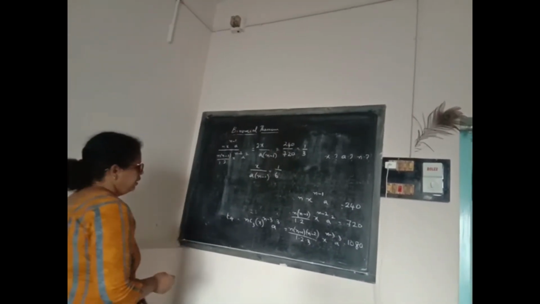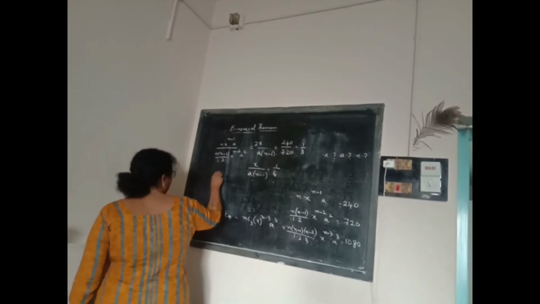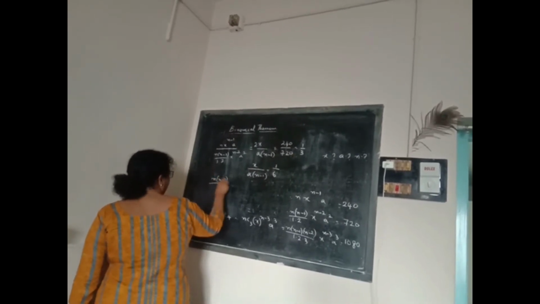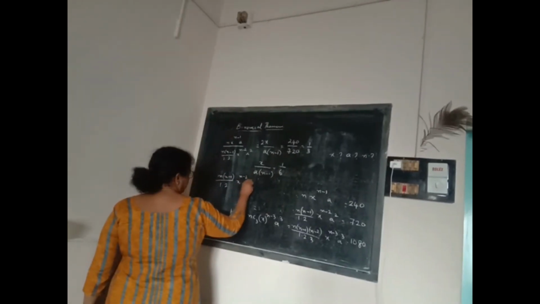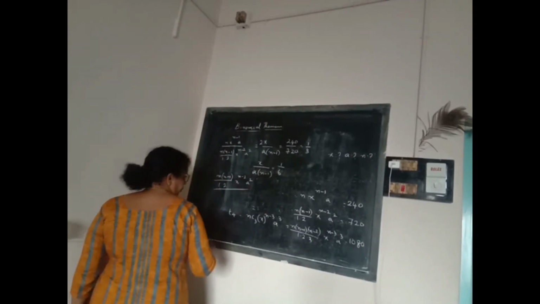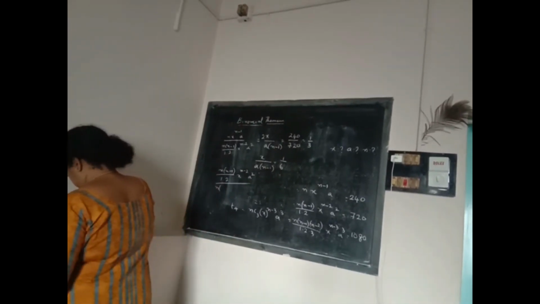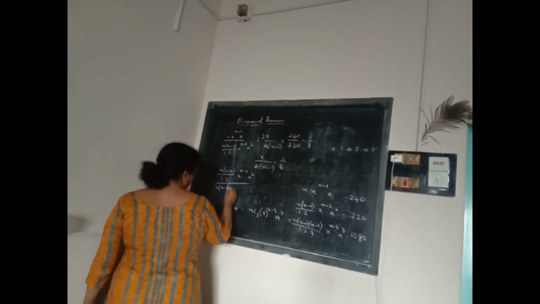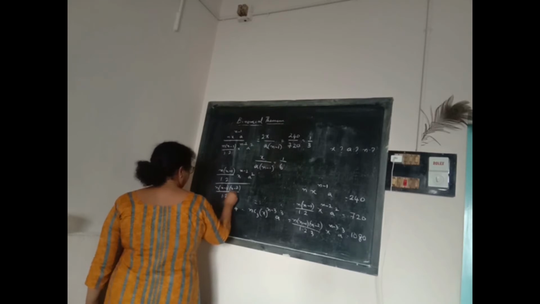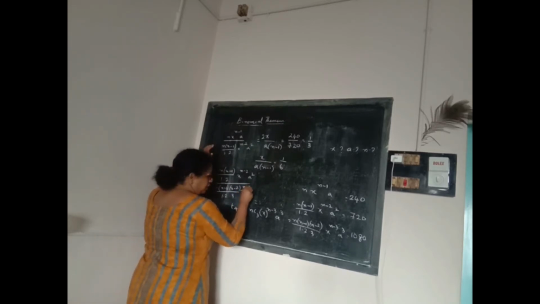Then divide second by third. When we divide second by third, what will we get? n into n minus 1 by 1 into 2, x raised to n minus 2 a squared, divided by n into n minus 1 into n minus 2 by 1 into 2 into 3, x raised to n minus 3 a cube.